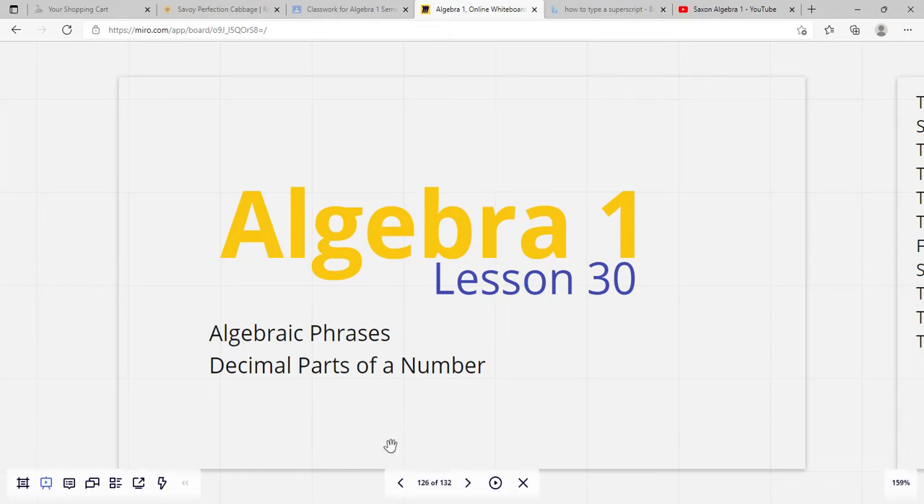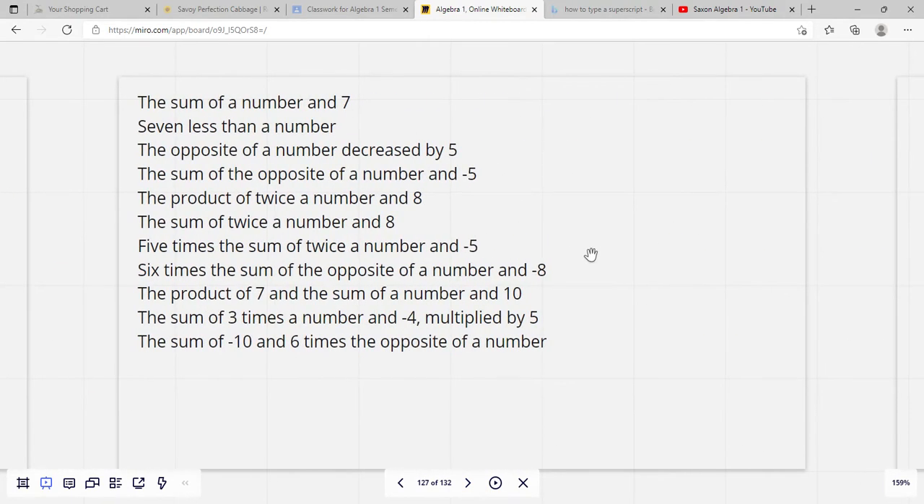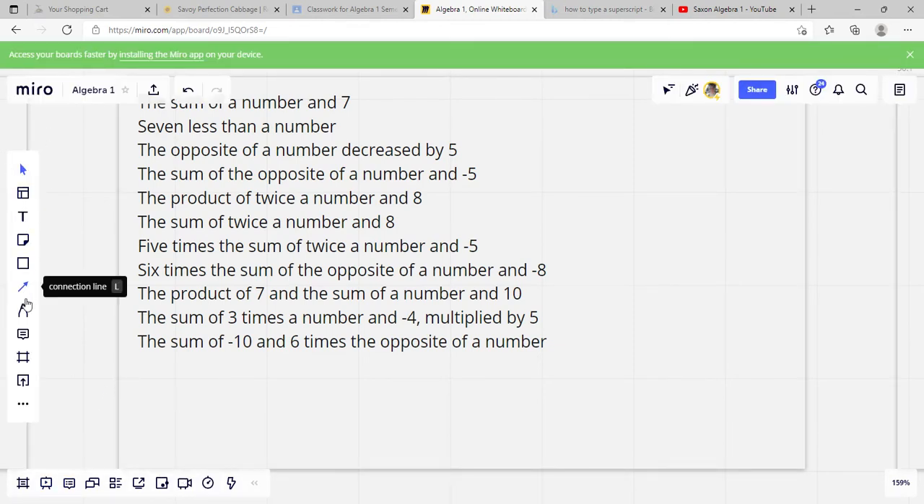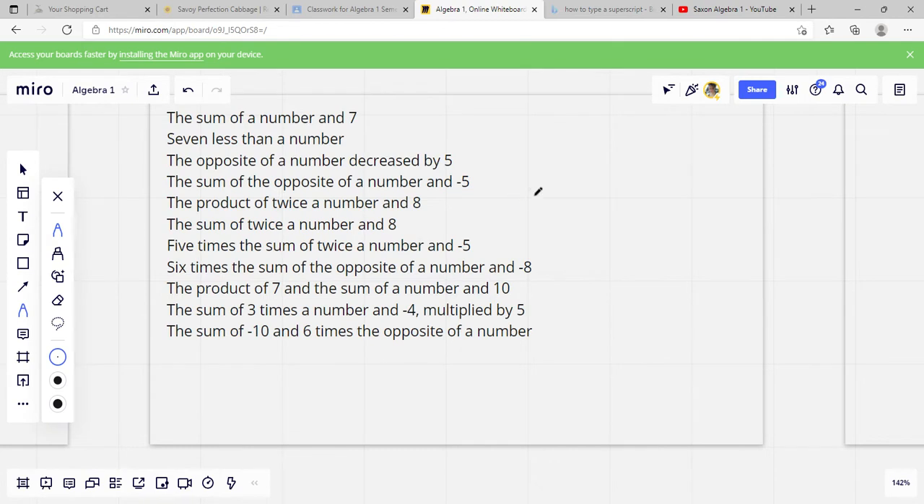Hello, this is Algebra 1 Lesson 30, and this lesson covers algebraic phrasing and decimal parts of a number. Algebraic phrasing is just taking words and turning them into a numerical statement. It's important to remember what some of these words mean.